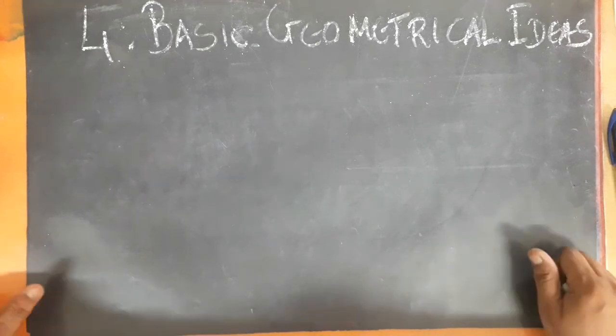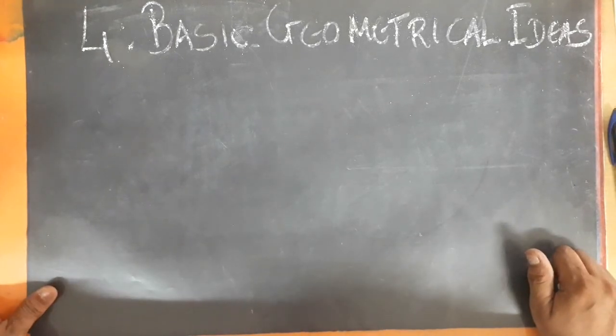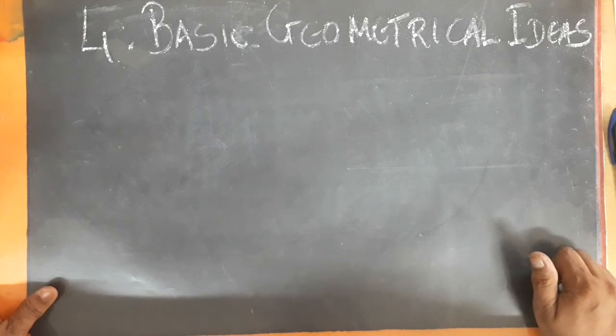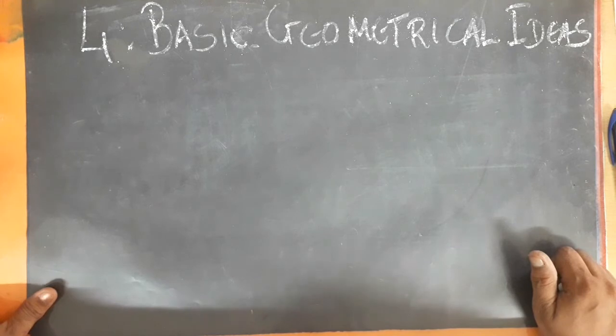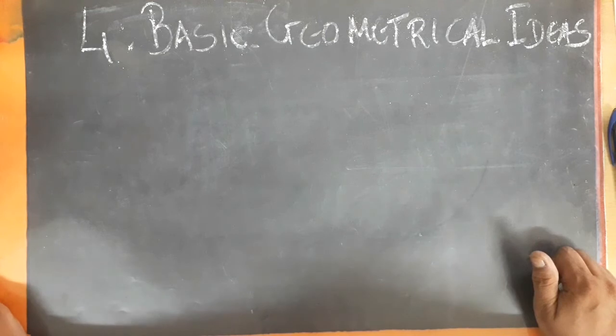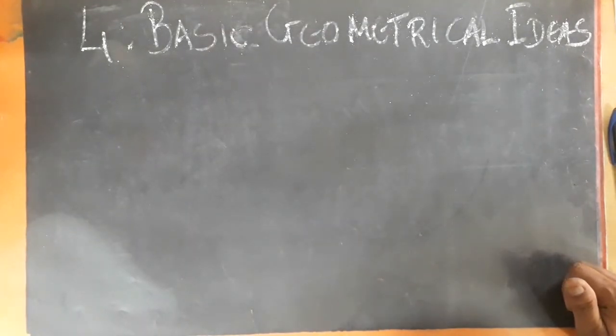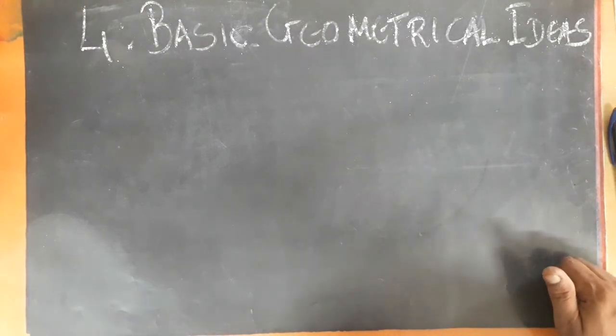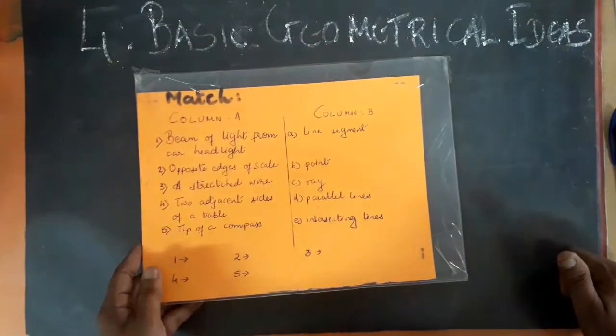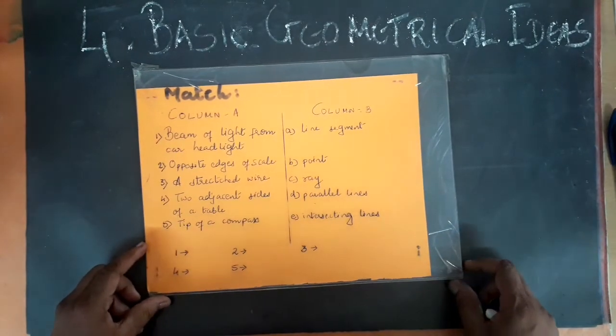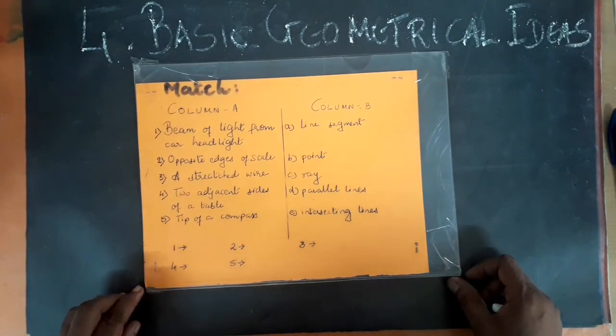Learning basic geometrical concepts is essential not only from an academic point of view, but it also has several practical applications. So far we have discussed line segment, line, ray, parallel lines, intersecting lines, concurrent lines, etc. Let's recall a few of the things. You have to answer these questions. See the question given here. You have to match column A with column B.